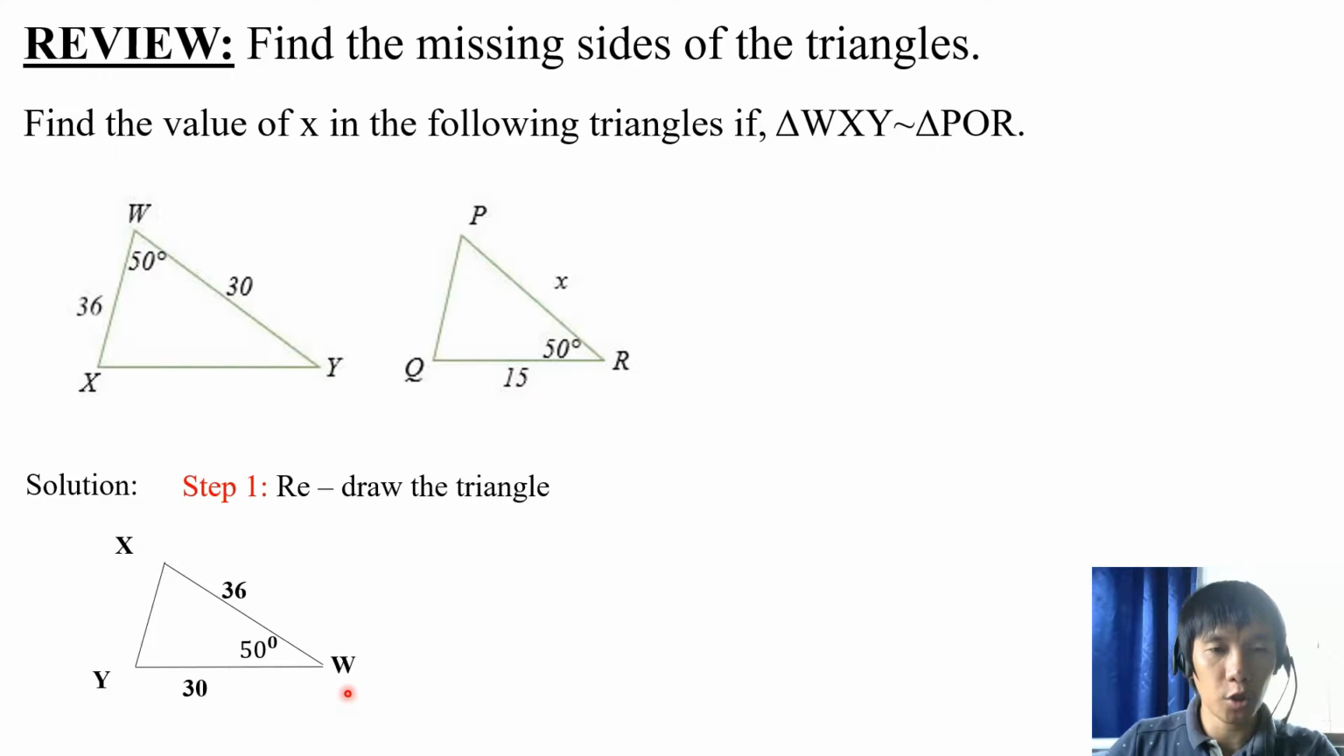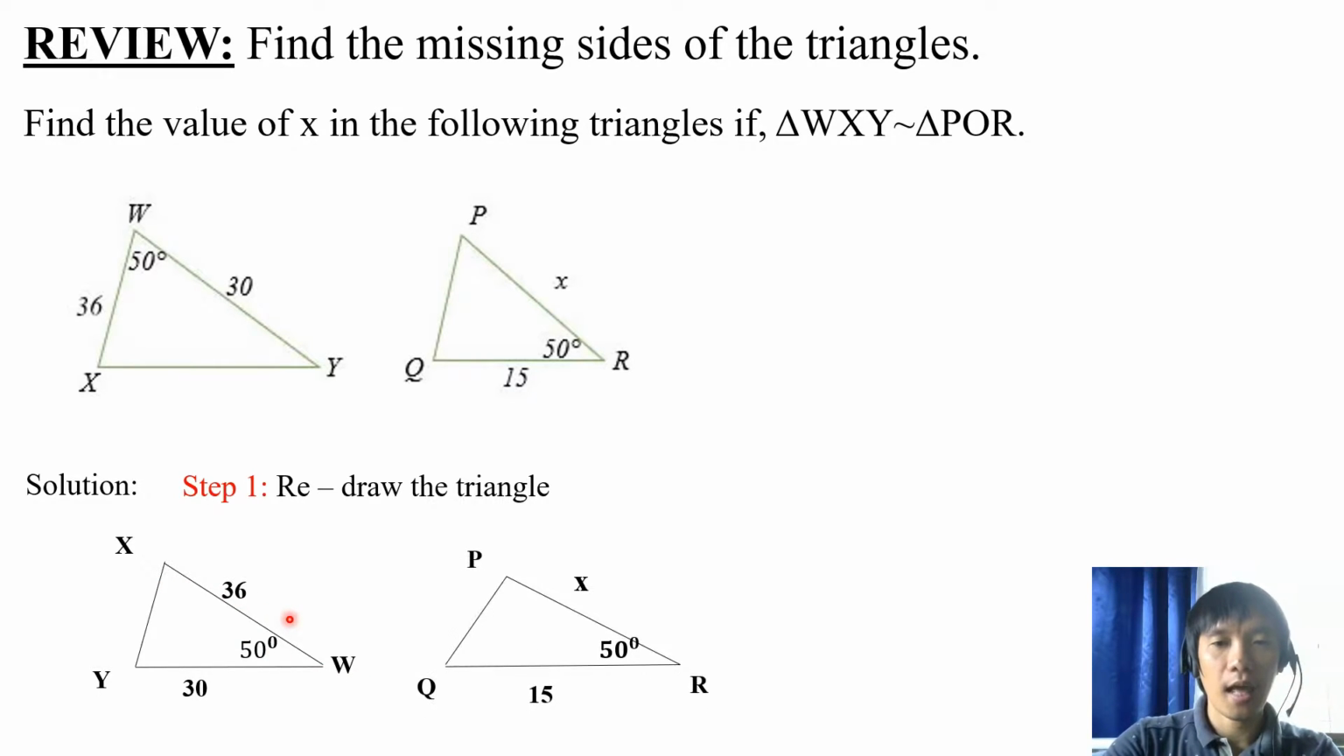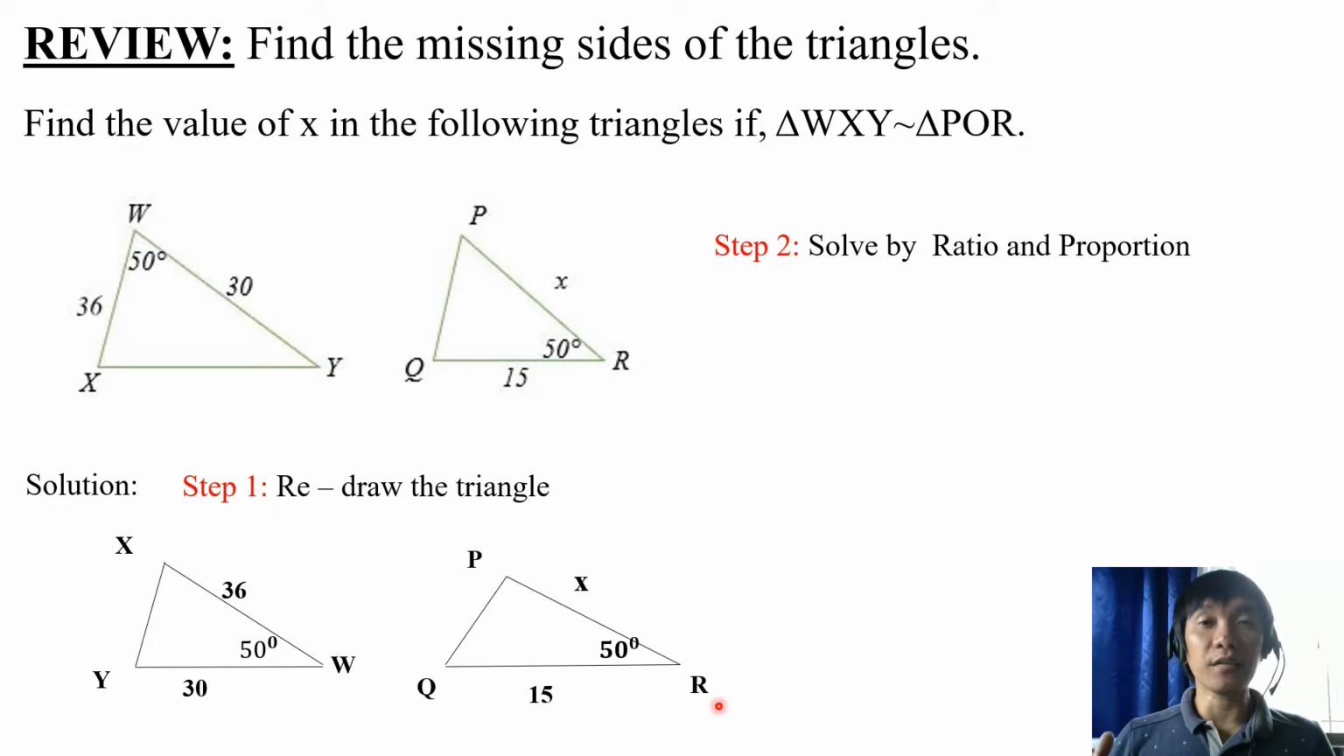So we have W, Y, and X, and we have the angle 50 for angle W. W to Y is 30. W to X is 36. And we just copy our triangle PQR. After we have redrawn our triangle, the next thing we do is solve it using ratio and proportion.